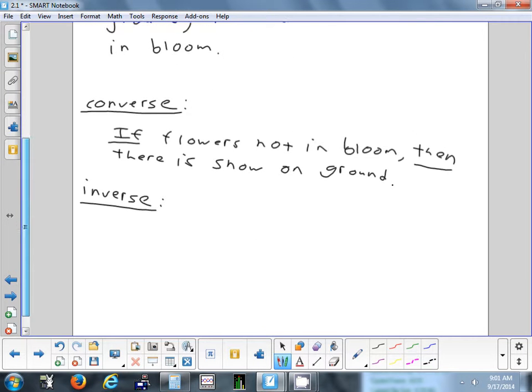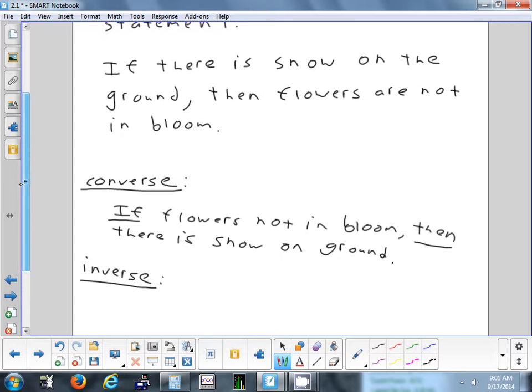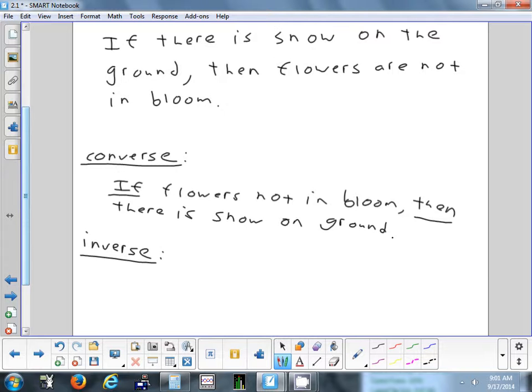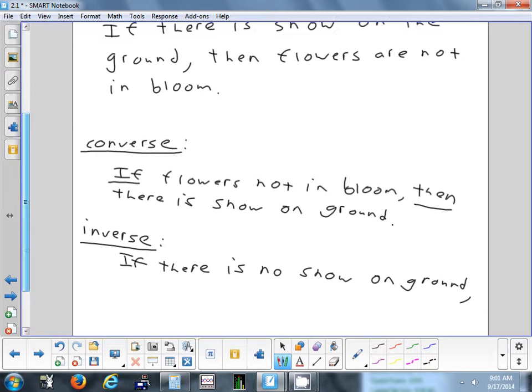Okay, inverse, a little bit tricky here because we already have a not in the second part. So what would happen there? Owen? If there is no snow on the ground, then flowers are in bloom. That's true. Yep.